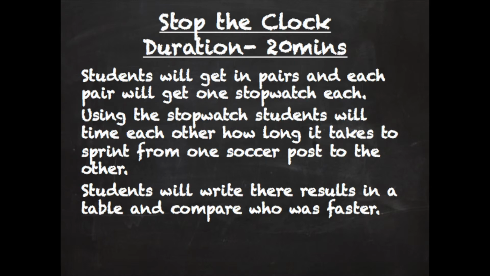So for the activity, students will get in pairs, and each pair will get 1 stopwatch. Using the stopwatch, students will time each other, how long it takes to sprint from one soccer post to the other, or from the start of the field to the end, which can be adapted to the playground. And then students will write their results in a table and compare who was faster.